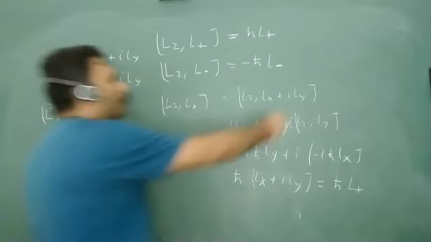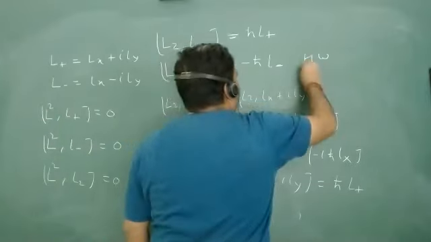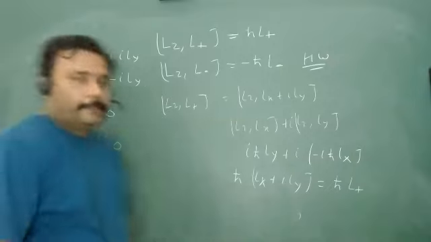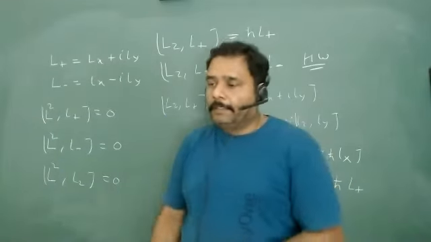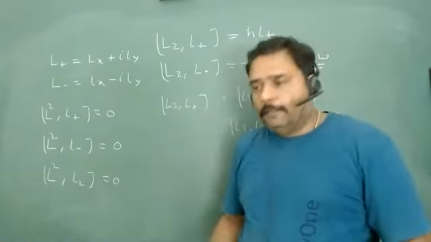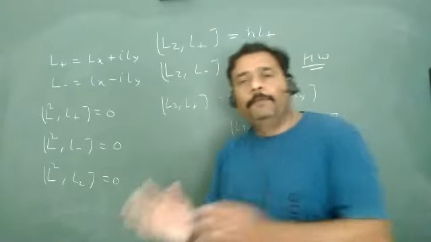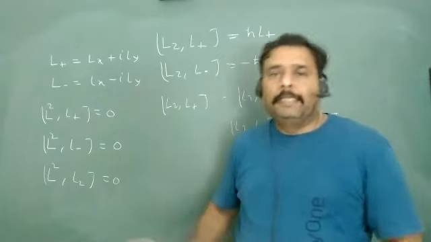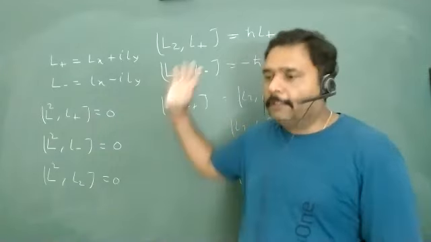So I am just giving you homework that you can do yourself. You should also do something on your own. Now you can see L square is commuting with L plus, L square is commuting with L minus, L square is commuting with Lz, but it is not necessary that Lz is also commuting with L plus and L minus. This is very interesting. You know this property, A can commute with B, B can commute with C, but it is not necessary that A and C will commute. So this is one of the best examples.